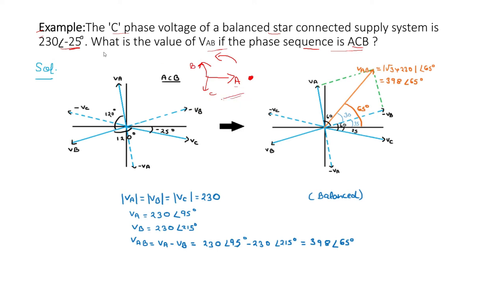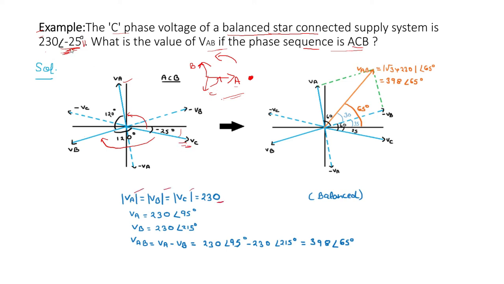Now it was given that the C phase voltage is 230 volts at an angle of minus 25 degrees. Therefore, we will draw C phase first, which is at minus 25 degrees here. Now where is A? A is here, plus 120 degrees, so we will draw it here. It is A. And what is B? We will go minus 120 degrees from C to get this B. So here we have this VA, VB and VC. And since it is a balanced star connected system, the magnitude of VA, VB, VC is 230.